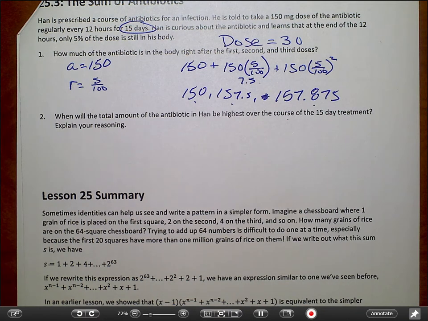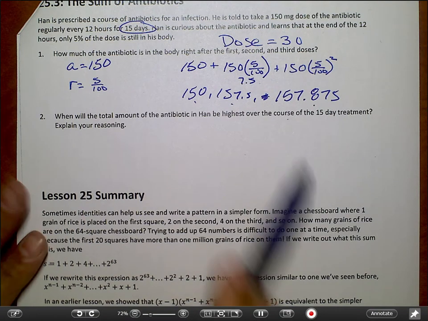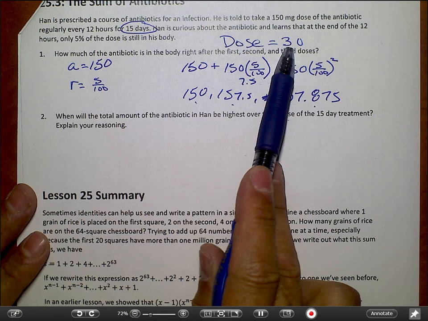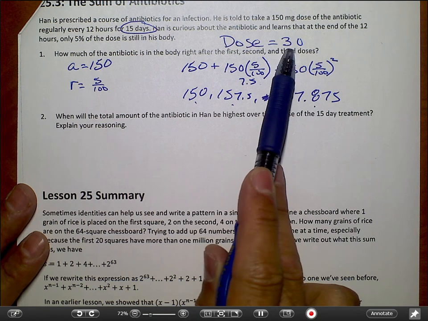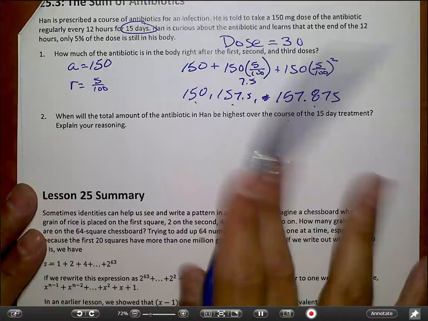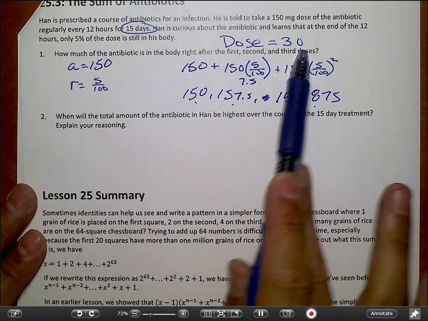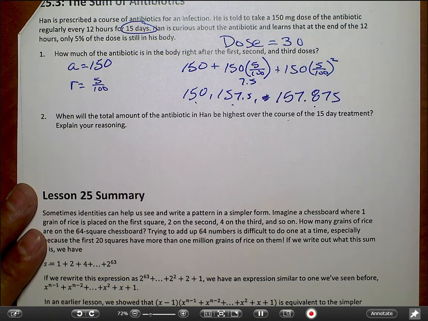So, does it go up every time we take a dose? Yes. It does go up every time I take a dose. So if it goes up every time I take a dose, then when is it going to be the largest? At 15 days, right? But what dose is that? It's the 30th because you take a pill twice a day, right? So you have to actually plug in 30. So now let's do the full formula.